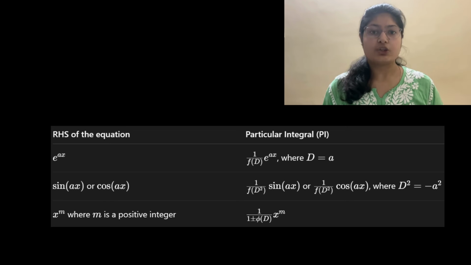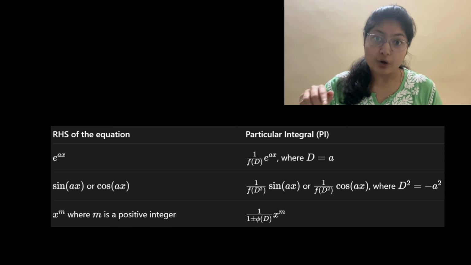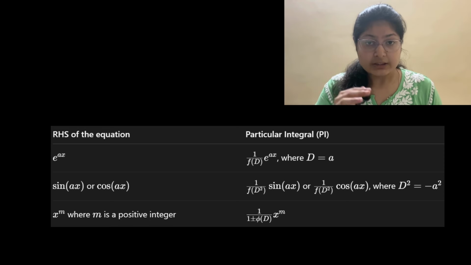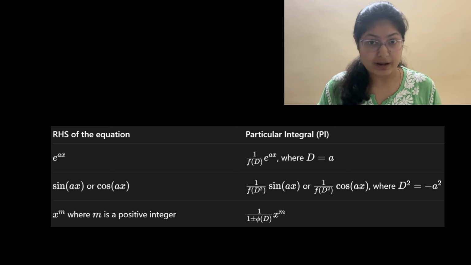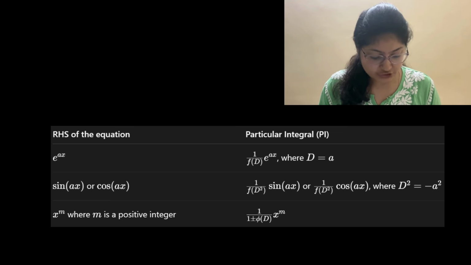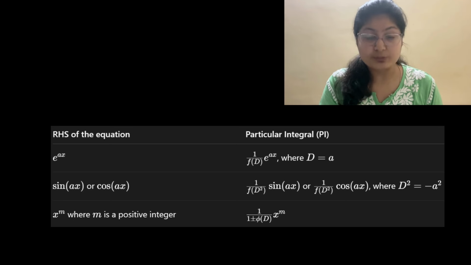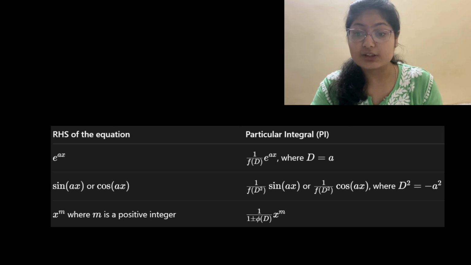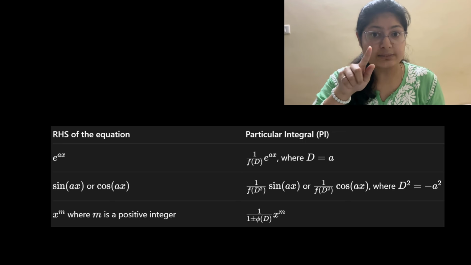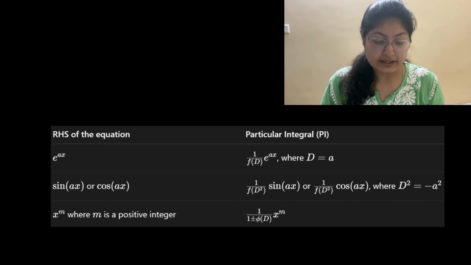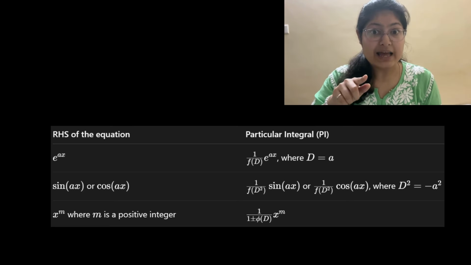Lastly, if your RHS contains a positive integer raised to the power of x, the particular integral for it will be 1 upon f of D into x to the power m. Now m is your positive integer. How do you solve this one? Be careful. Take out the lowest degree term from f of D to make the first term unity. Then the remaining factor will be of the form 1 plus minus phi of D. Now you take this to the numerator. What will it become? 1 plus minus phi of D inverse.